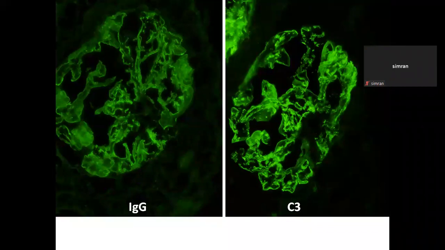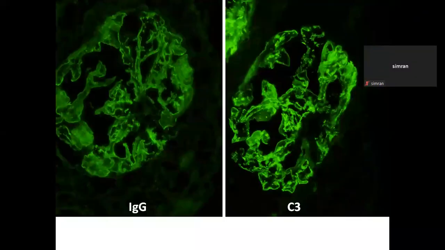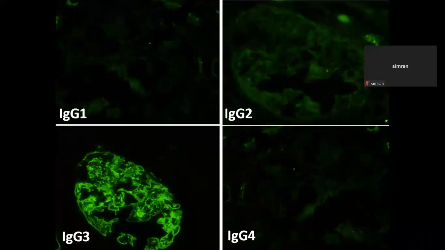Now, when we did immunofluorescence, there was IgG, there was C3. So both IgG and C3, that means it is an immune complex mediated disease. We did IgG subclasses. The IgG subclasses show, I should not say dominantly, only the IgG3 subclass. So this is very important.